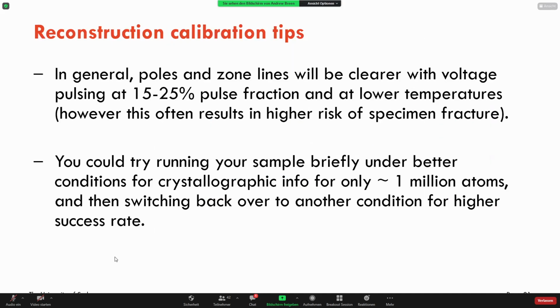Just a few other points. In general, pole zone lines will be clearer with voltage pulsing, usually using a pulse fraction of around 15–25%, and at lower temperatures, but this often results in a high risk of specimen fracture. So if that's an issue, you could try running your sample briefly under better conditions for crystallographic info. Maybe just switch on the voltage pulsing for 1 million atoms and then switch back over to another condition, laser pulsing, for a high success rate.